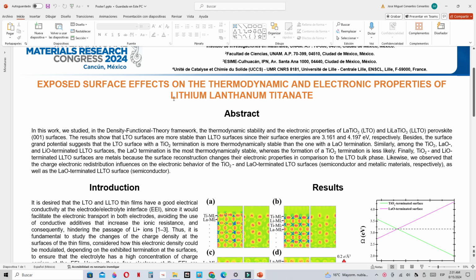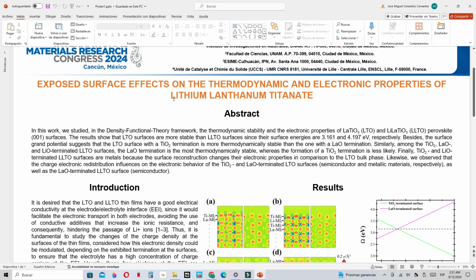The results show that LTO surfaces are more stable than LTO surfaces, since their surface energies are 3.161 and 4.197 electron volts respectively. Besides, the surface ground potential suggests that the LTO surface with a titanium dioxide termination is more thermodynamically stable than the one with a lanthanum oxide termination.